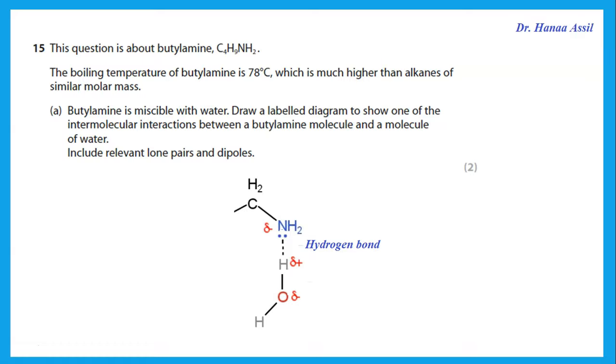So we can have a hydrogen bond between the lone pair of electrons on the nitrogen and the hydrogen of the water, or actually you could also draw between the hydrogen of the amine and the oxygen of the water. Important thing, the hydrogen bond is a linear bond, bond angle 180. The nitrogen, of course, is slightly negative, hydrogen slightly positive, and oxygen slightly negative.